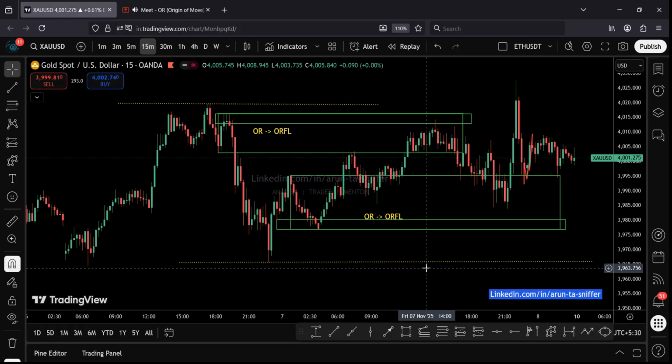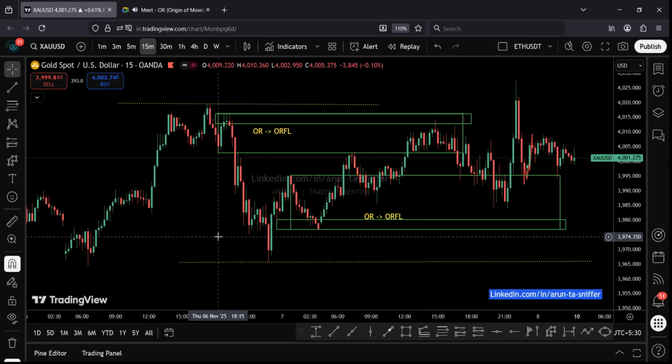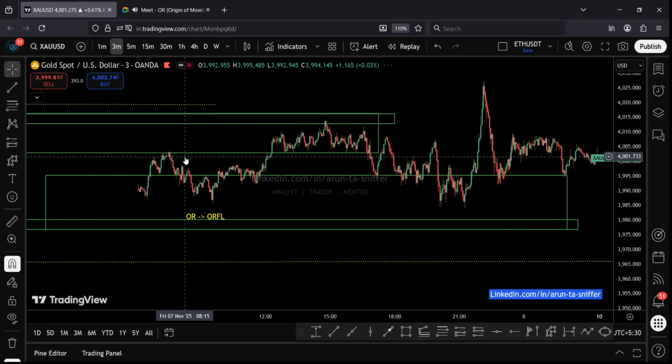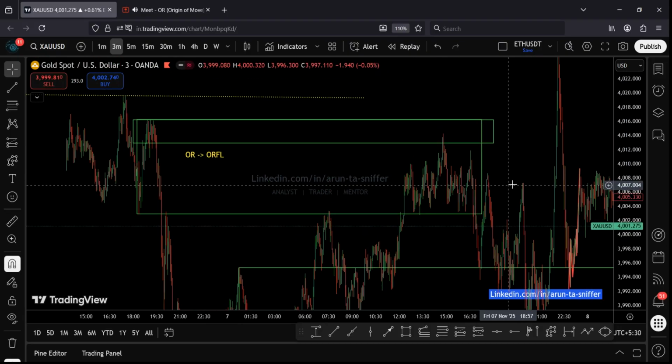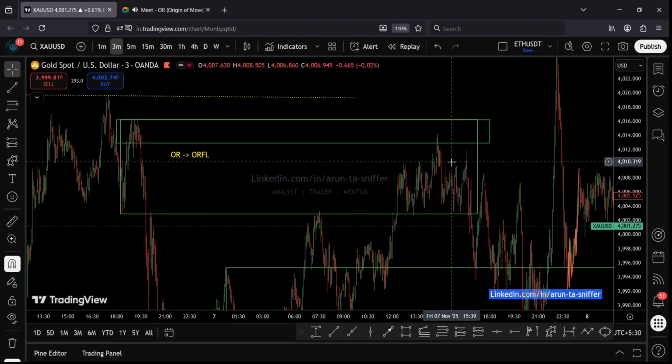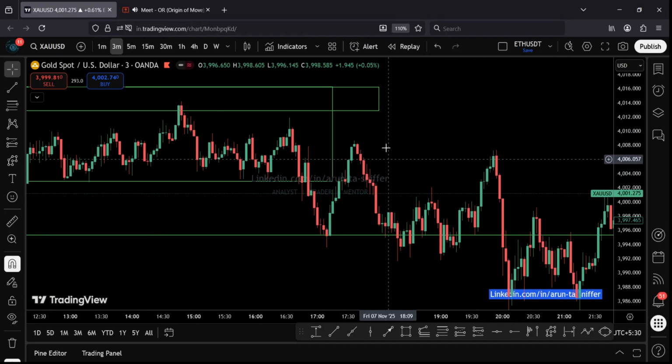What can we do when the price goes up to the MPL area? We are at the 15 minutes chart. What can we do? We can go to the 3 minutes chart and trade this using PA. Price has hit the MPL area, you know, right? What did this create here?